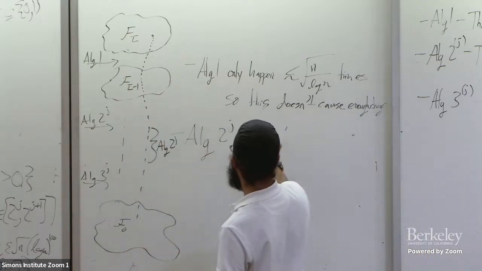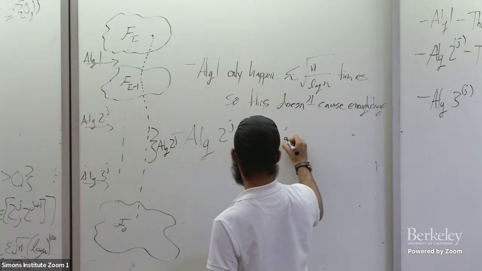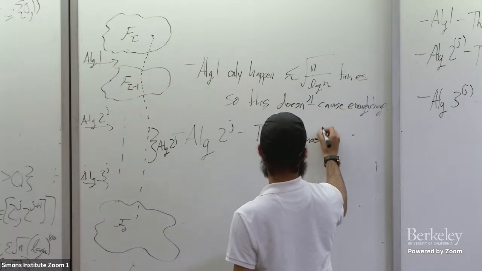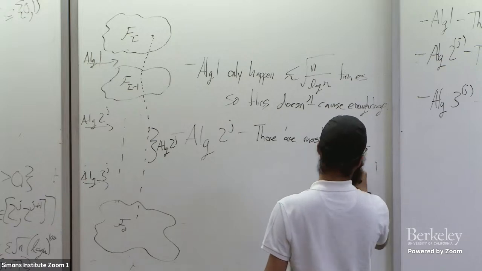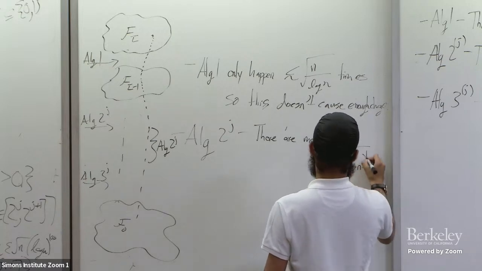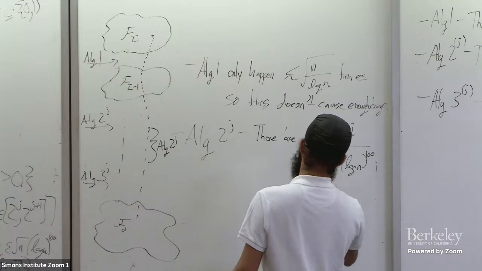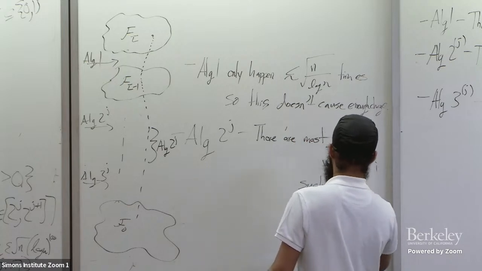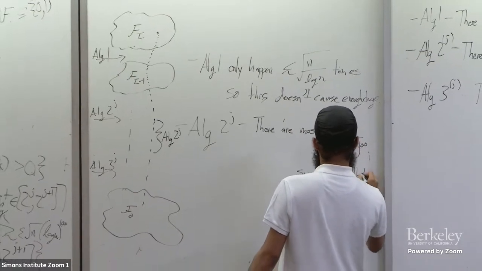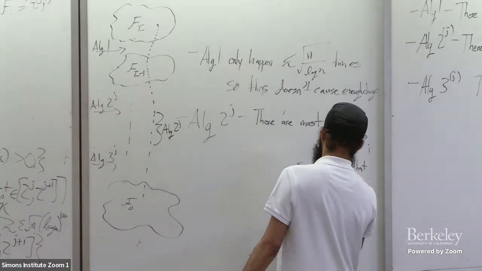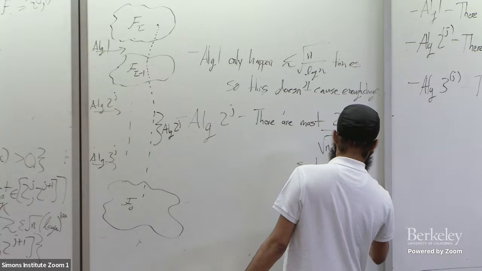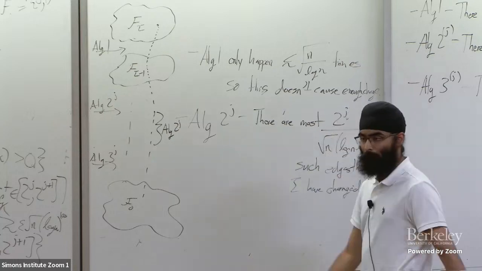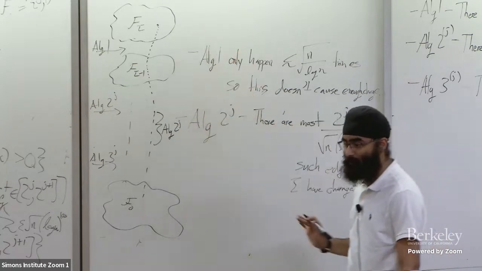So there are at most, say, 2 to the j over square root n times log n to the 100 such edges that I've changed earlier. This is just because that's the total number of steps.